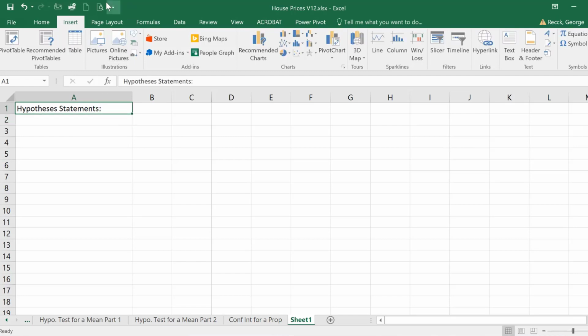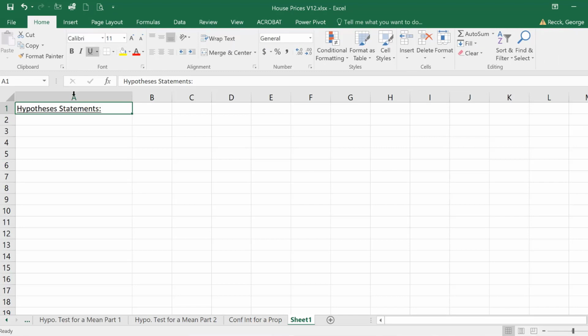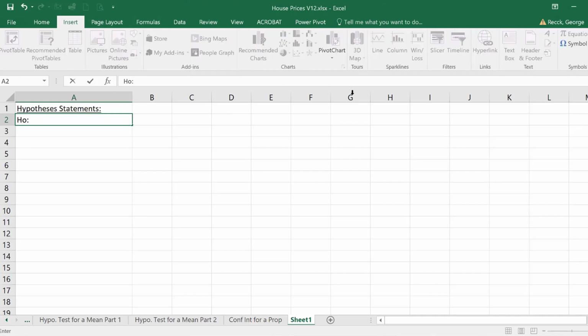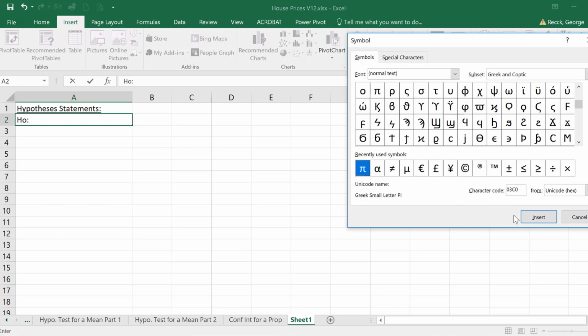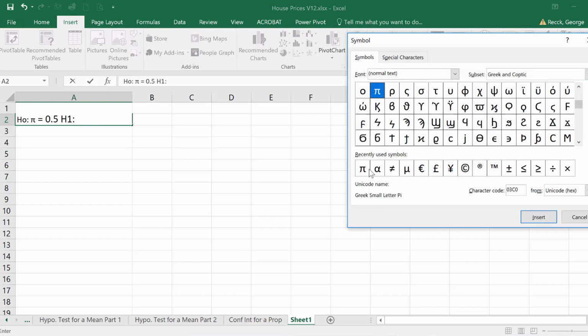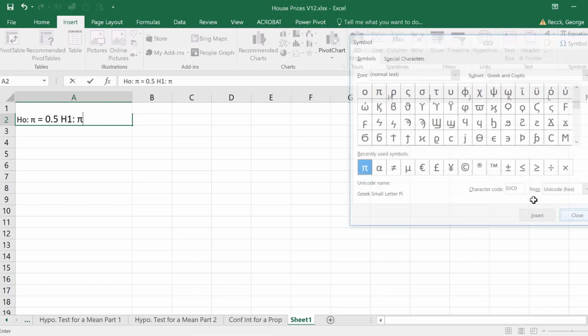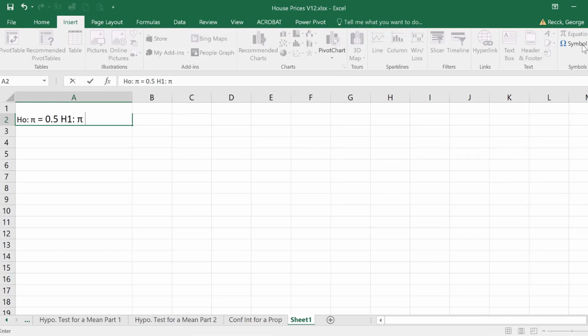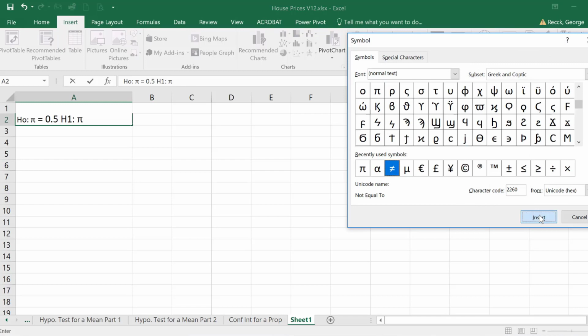So we'll start out with the hypothesis statements. And I'm going to underline those. So H0, we note that. Let's see if I can get that pi symbol up. There it is. And so pi equal to 0.5 versus H1. Insert another pi. Kind of makes you hungry sometimes. Where we actually insert the not equal sign here.